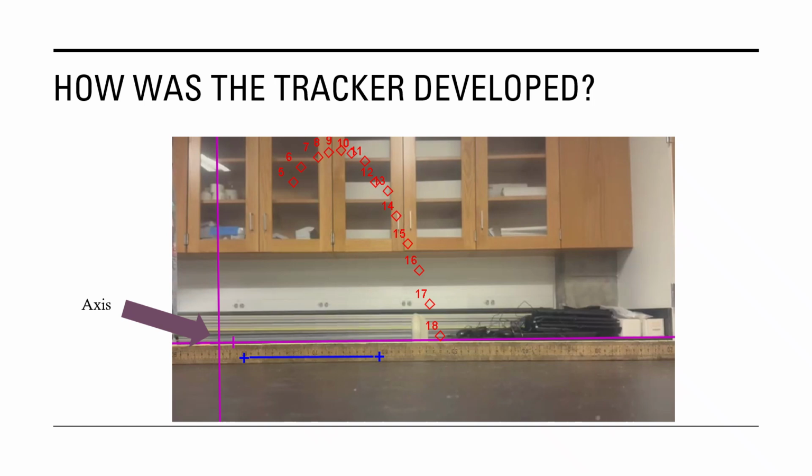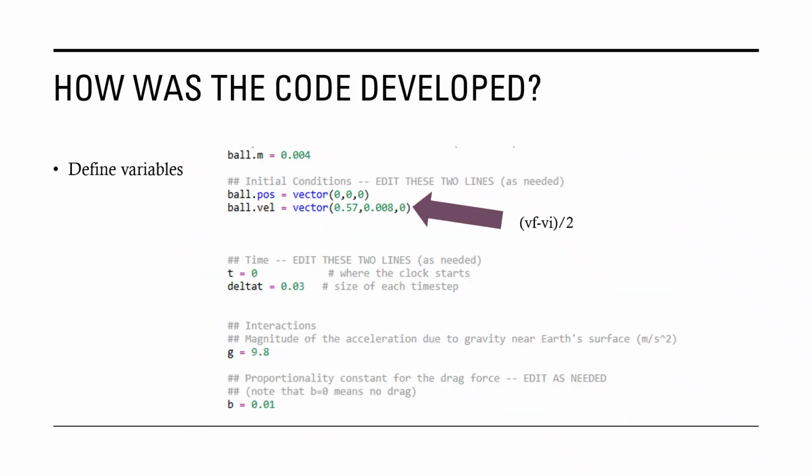So Tracker was developed using axes, which is going to be up for the positive Y direction and right for the positive X direction, and a calibration stick, which is going to tell the computer the scale of our experiment. In this case, this blue line represents 20 centimeters or 0.2 meters, and these red points are going to be where the object is located at any given time.